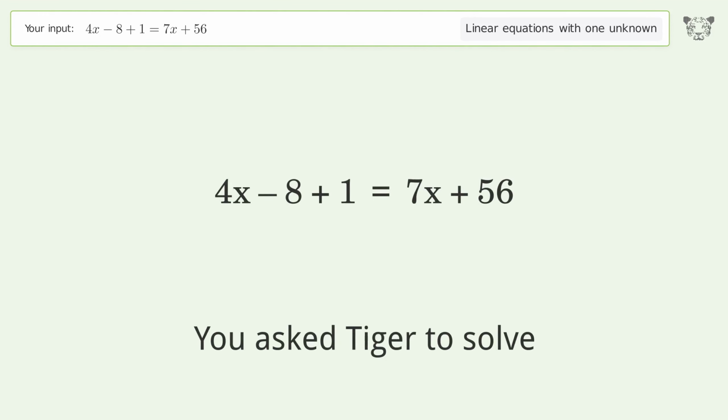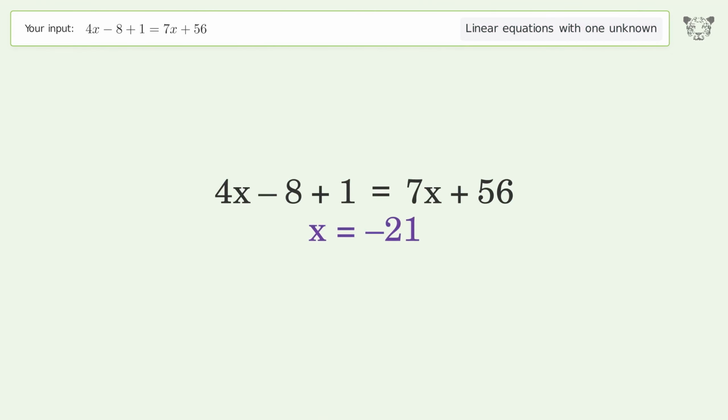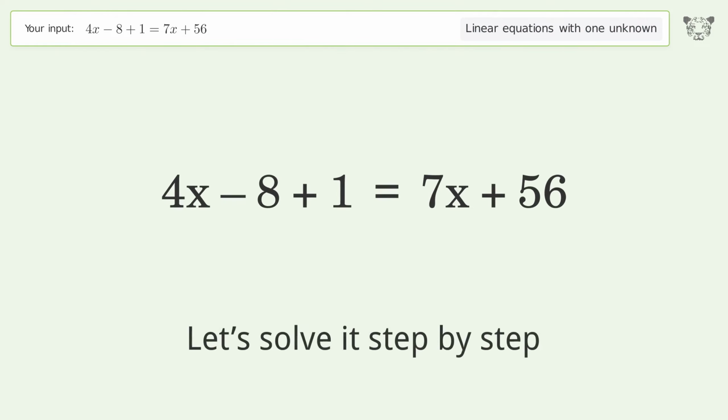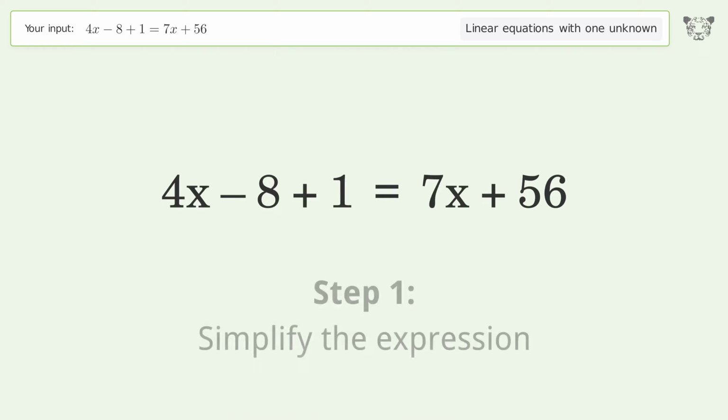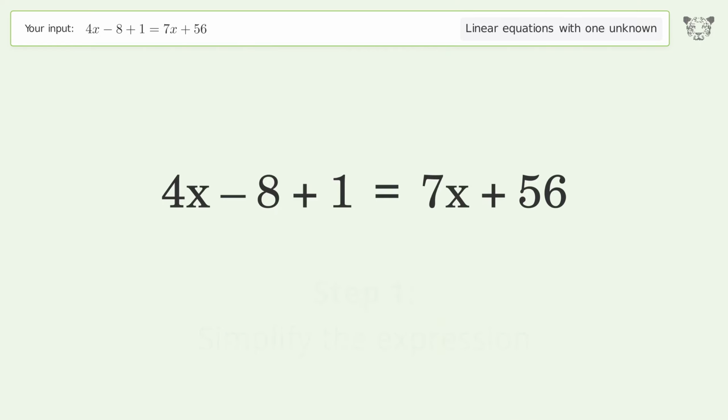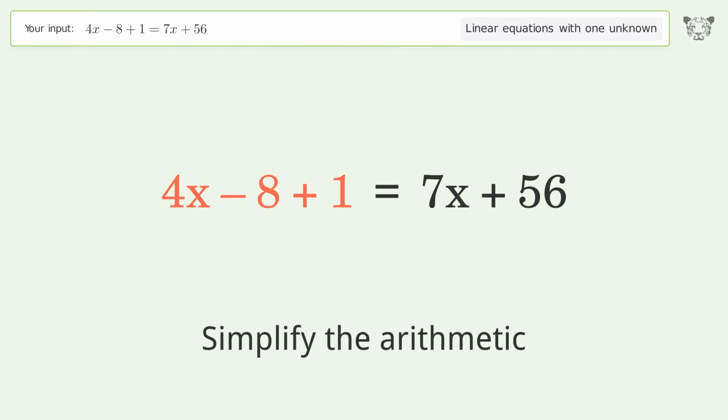You ask Tiger to solve. This deals with linear equations with one unknown. The final result is x equals -21. Let's solve it step by step. Simplify the expression. Simplify the arithmetic.